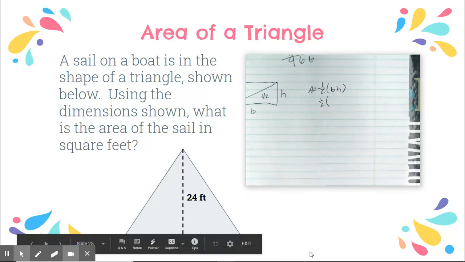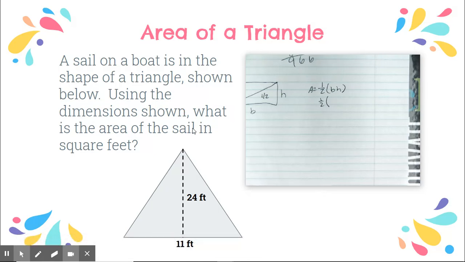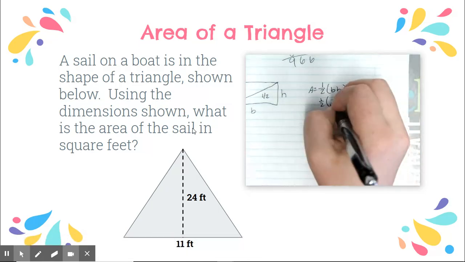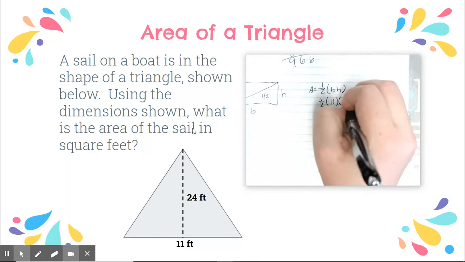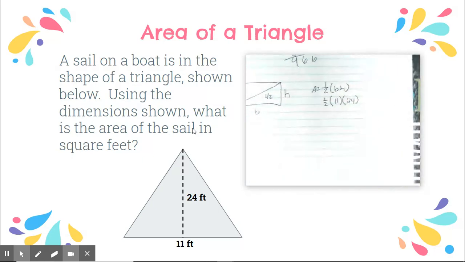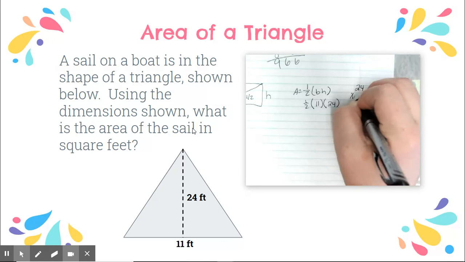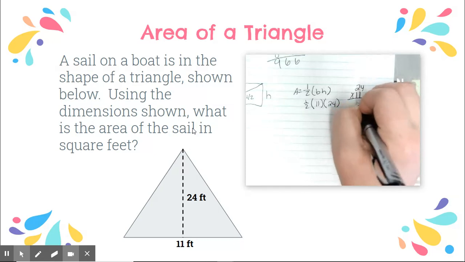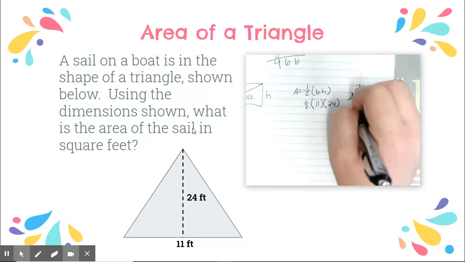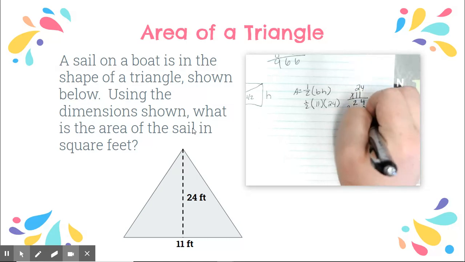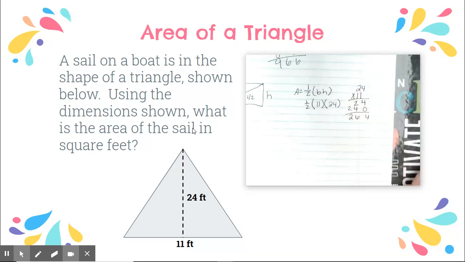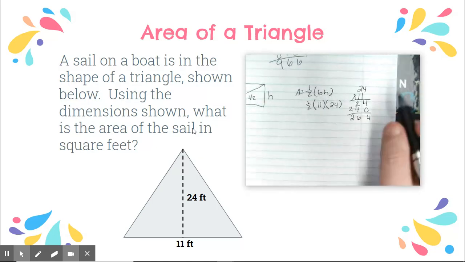Okay. 1/2. The base is 11. And then the height, how tall it is, 24. Okay. So I'm going to do 24 times 11. 4 times 1 is 4. 2 times 1 is 2. And then the same thing, 4 and 2. 4, 6, 2. Okay, and then I need to take 1/2 of it, so I'm going to divide that by 2.